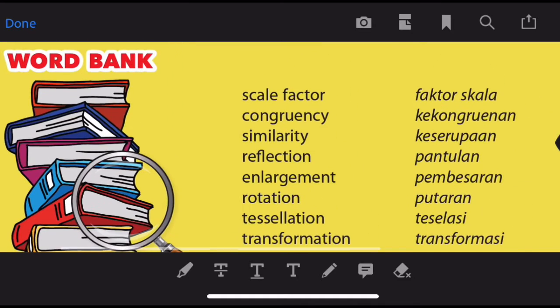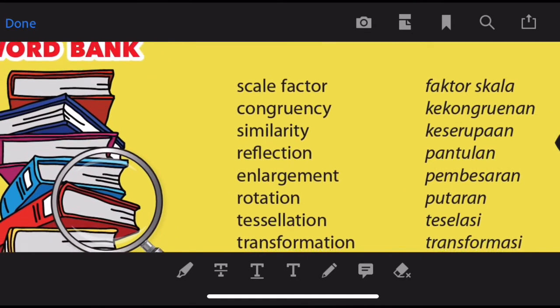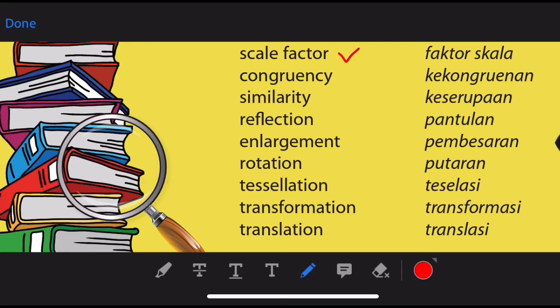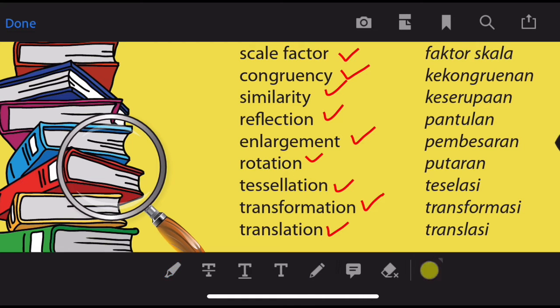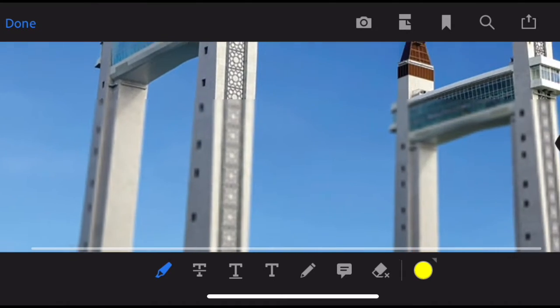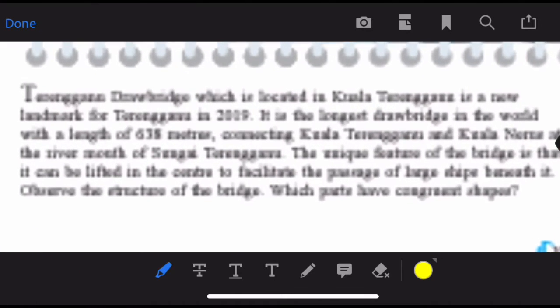Alright, so let's revise the word bank. For this topic, the important keywords, alright? Scale factor, congruency, similarity, refraction, enlargement, rotation, tessellation, transformation, and finally translation. So all these are important keywords for this topic. Let's go through this topic. Introduction.